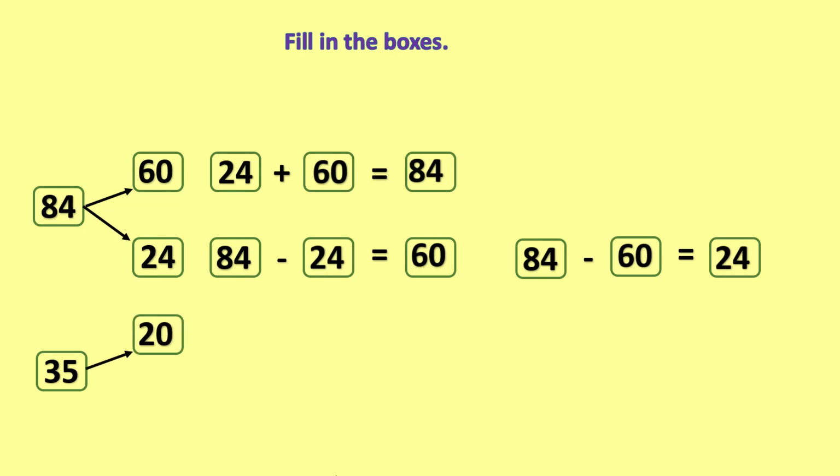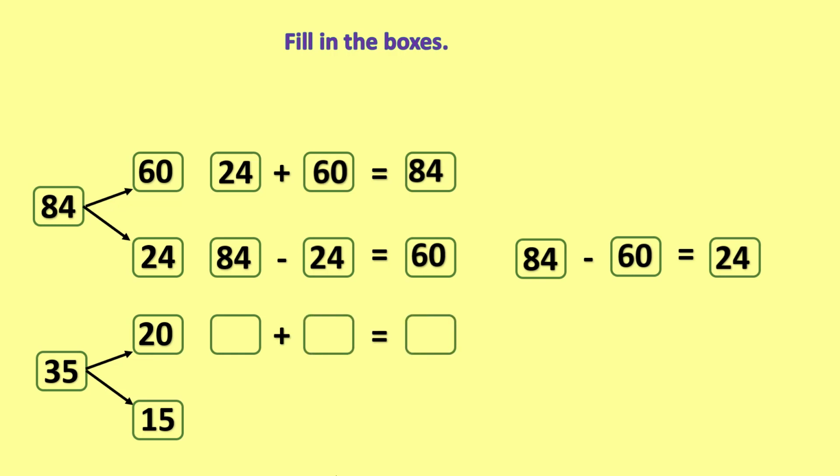35 means 20 plus 15. 20 plus 15 is equal to 35. Now we make an addition example from these three numbers. Only arrange three numbers in these boxes. Now 15 plus 20 is equal to 35.